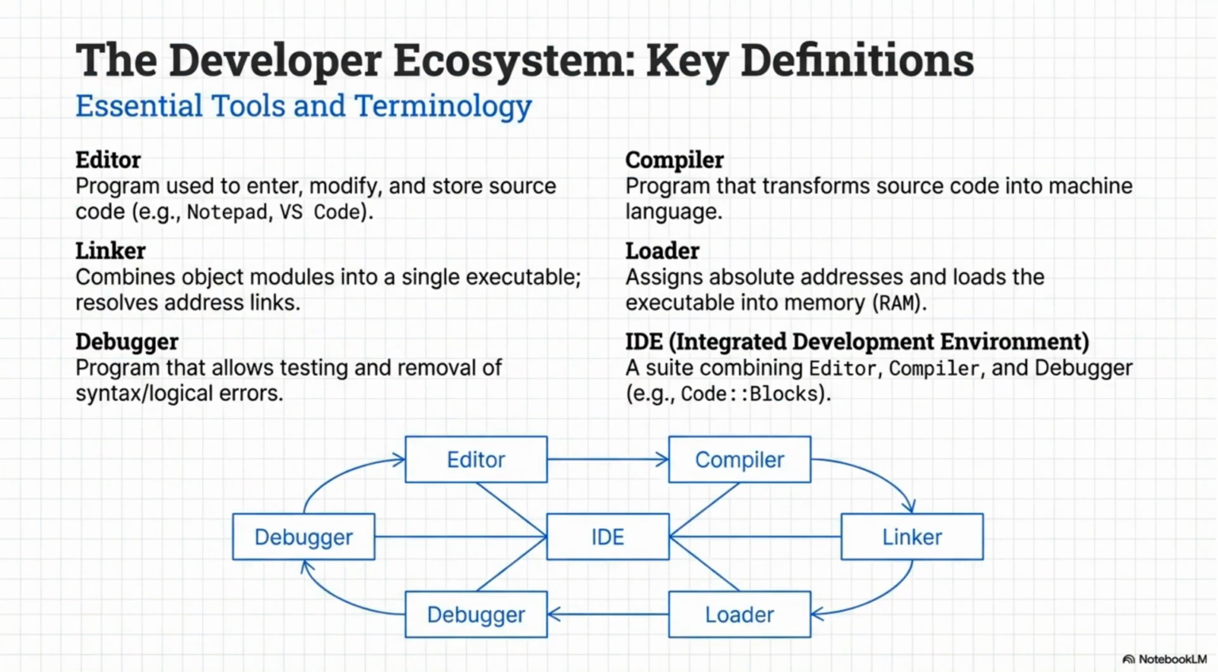The developer ecosystem involves several key definitions. An editor is used to write code. A compiler transforms source code into machine language. A linker combines modules. A loader assigns addresses and loads executables into memory. A debugger helps test and remove errors. An integrated development environment, or IDE, combines these tools.